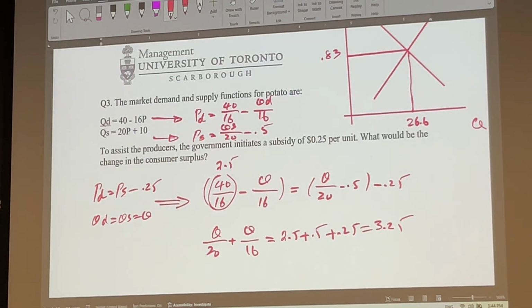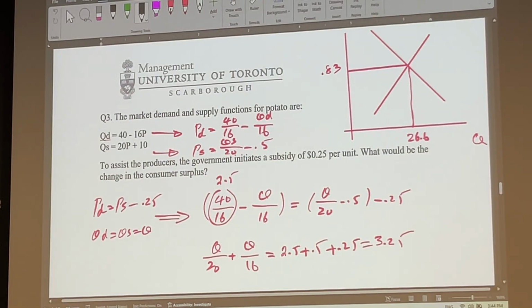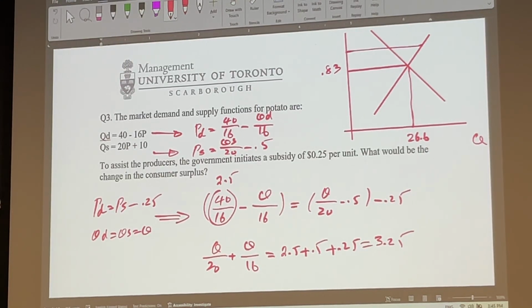What is Q? That's the post-subsidy equilibrium, which should be to the right. So how much is it? What's the post-subsidy equilibrium? What do you get from there? It will be more than 26.6. 28, 29, 28.8.